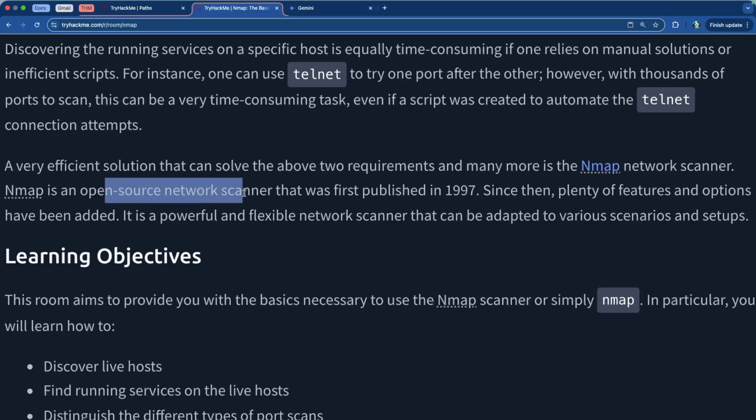It's an open source network scanner that was first published in 1997. This is literally an industry standard tool. So anything in cybersecurity, pen testing, ethical hacking, Nmap is one of those names that everybody knows about. And at the very least, you should know how to run a basic Nmap scan. You don't need to know advanced scans to be dangerous.